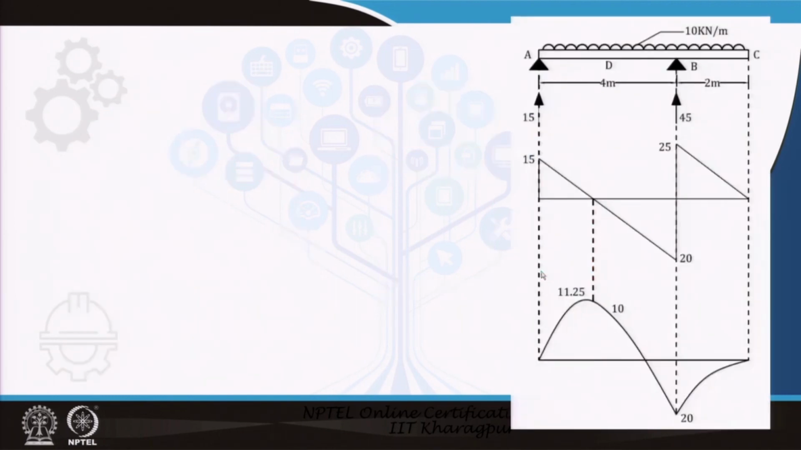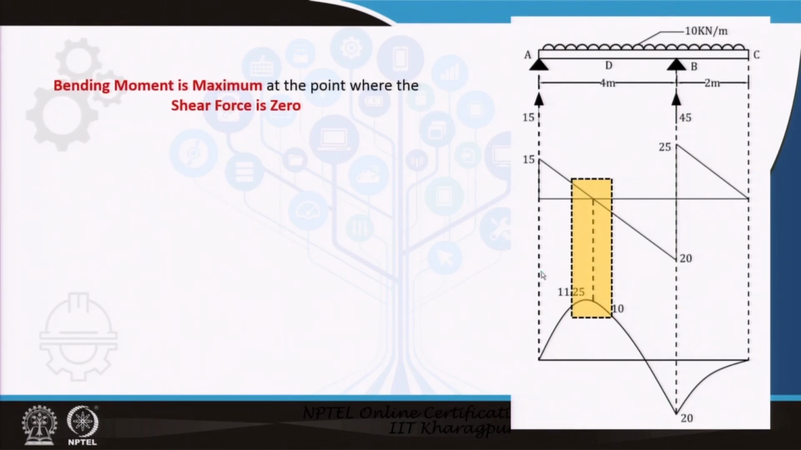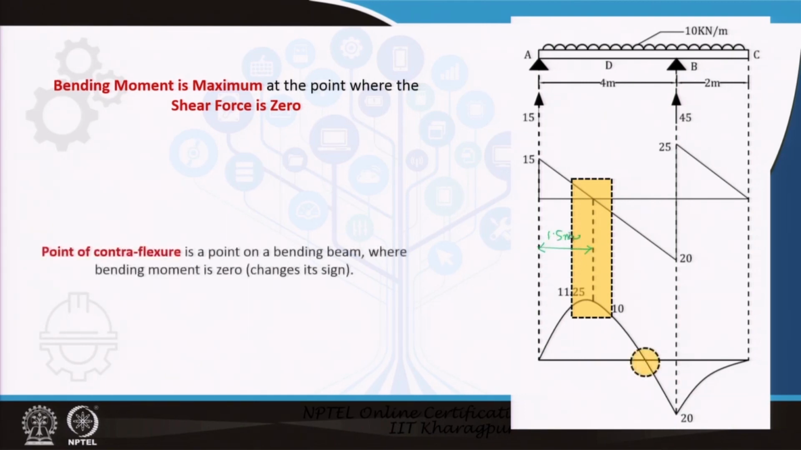So in this case, just to sum it up: the bending moment is maximum at the point where the shear force is equal to 0. Please remember we marked this point as 1.5 meter. And the second point: the point of counterflexure is a point on the bending beam where the bending moment is equal to 0, and we found this point as 3 meter.